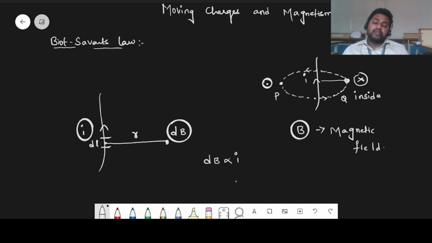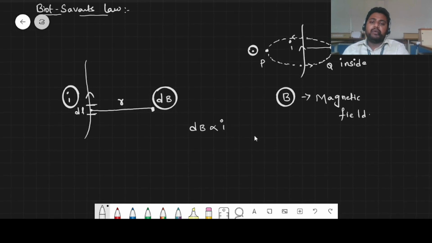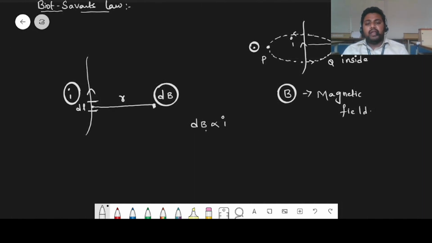How did they check this experimentally? By the deflection in the compass kept at that point. For a small current the deflection is small, for a higher current it is more. This gives the relation between the magnetic field at that point and the current. In the same way, it is inversely proportional to the square of the distance between them. It is also directly proportional to the length.